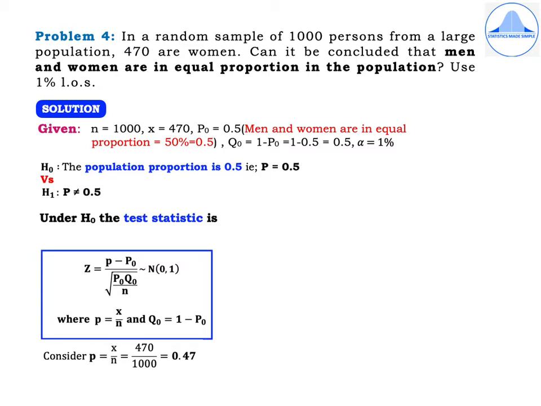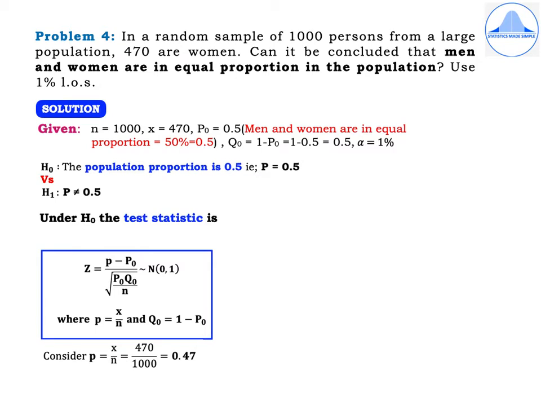So we will need the values of small n, small x, or we'll need small p, and we also need capital P naught, which is the population proportion. Remember that small x should always be a whole number, whereas small p and capital P naught are proportions, so they have to be in decimals, percentage, or fractions. So starting with the solution, write given small n is equal to 1000. Then they have said in that random sample 470 are women. That means the value of x is given.